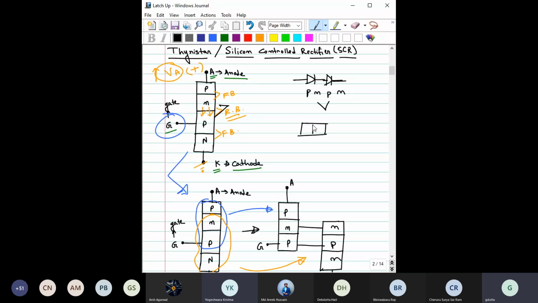Then probably let us consider it like this. PN, then let us take some metal. So this is metal, this is metal, this is metal. Basically the structure becomes metal to semiconductor, then semiconductor to metal, where M is for metal. So this becomes N, metal, then P. So this is not a PN junction. Obviously, if you consider these two PN junctions connected in series, that is not the equivalent of a thyristor or SCR.